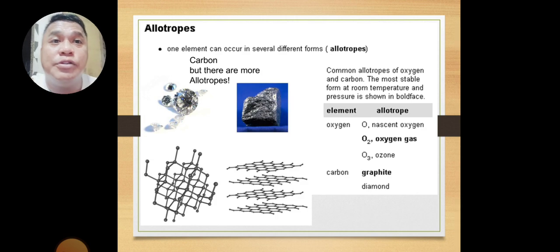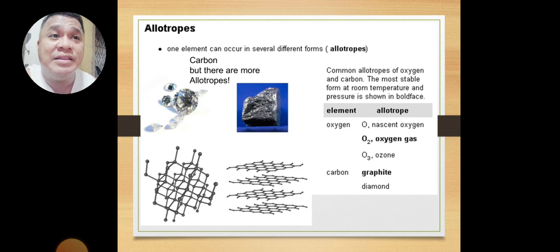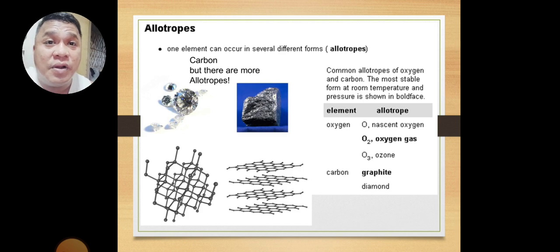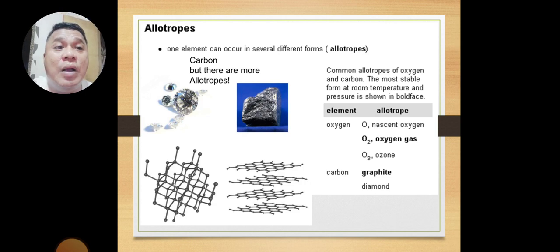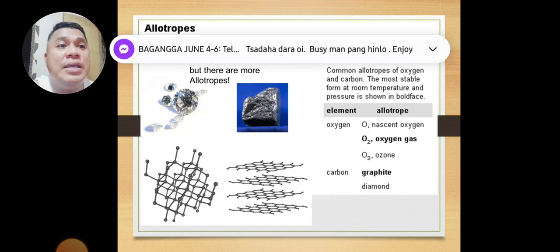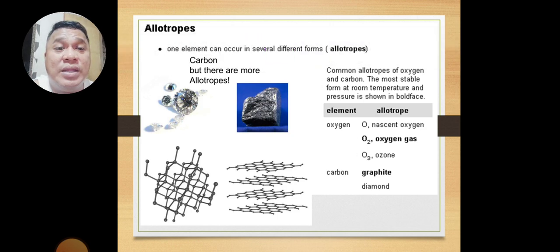And very important, the allotropes. In an allotrope, guys, one element can occur in several different forms. Oxygen exists on Earth in different forms: ozone, O3, and also oxygen O2, and just a single O. So there are three kinds of oxygen that are allotropes. One is nascent oxygen, a single oxygen. Then there are two oxygens, the gas that we utilize so that we can inhale and exhale, and the ozone layer, O3.